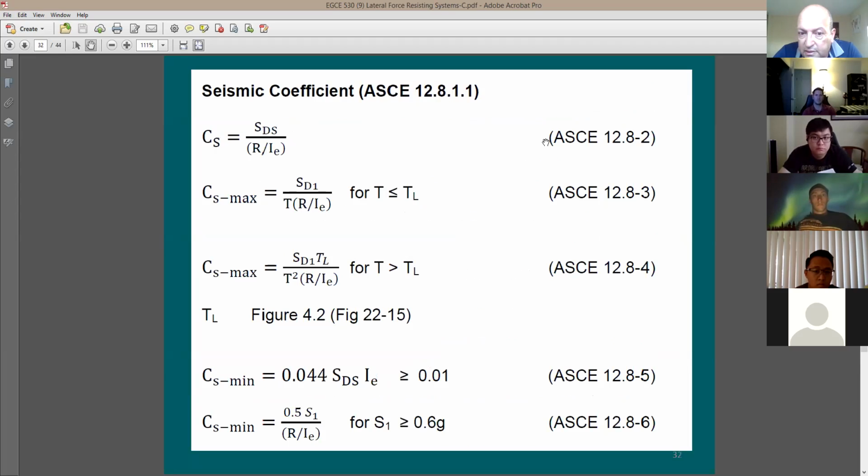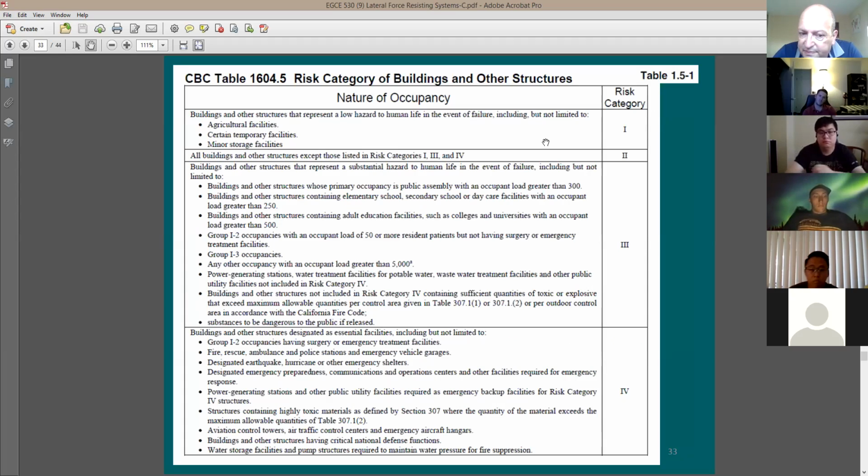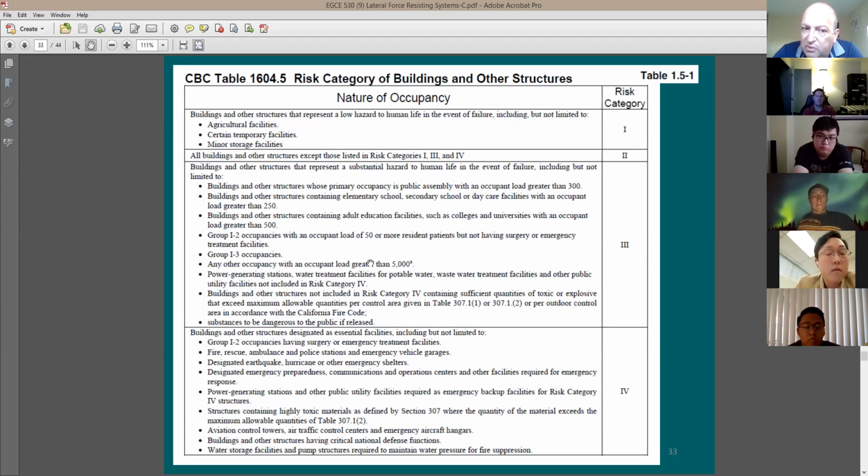Professor, would high-rise buildings be risk category 4? It's going to be 3, but it depends on the number of people that you can fit in there. If you look here, any other occupancy with occupant load greater than 5,000. This is the reason that if you have a high-rise building, most likely it's going to be one of these.